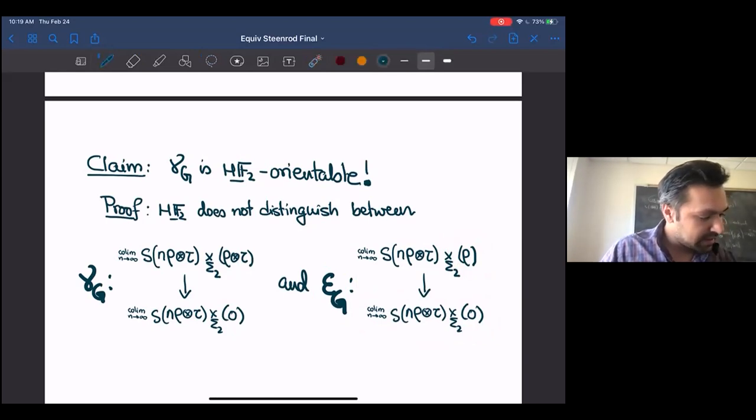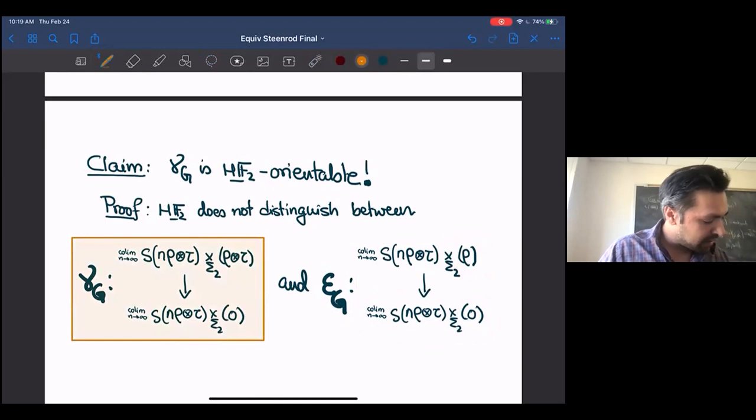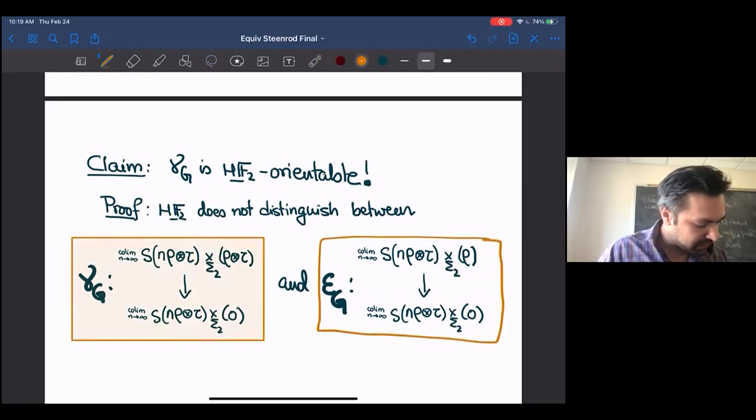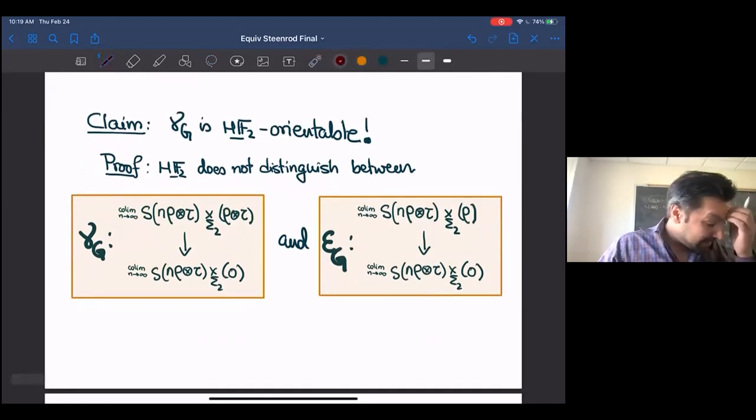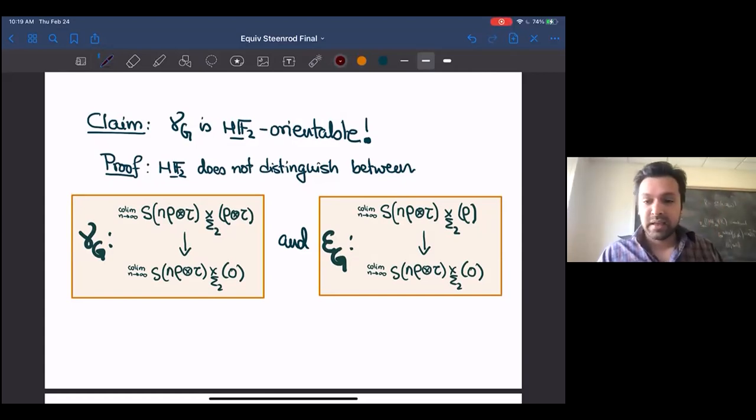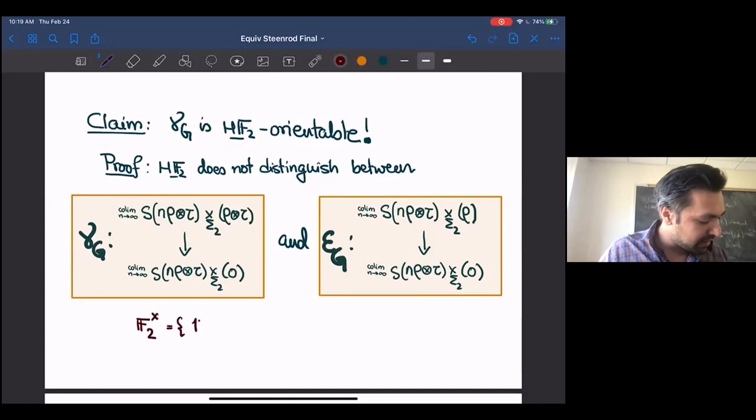And the point is that HF2 underline is not going to distinguish between gamma G and epsilon G, which is a trivial bundle. So why so? Well, classically, every bundle is HF2 orientable. That's because if I take the field of order 2 and look at the units, it is the trivial group. And in this case, the same thing holds, except for Mackey functors. If I take F2 with the constant Mackey functor, which also has a multiplicative structure, and if I look at the units, then it is the trivial Mackey functor. So everything is going to be orientable. So in particular, this particular HF2 is not going to distinguish between these.